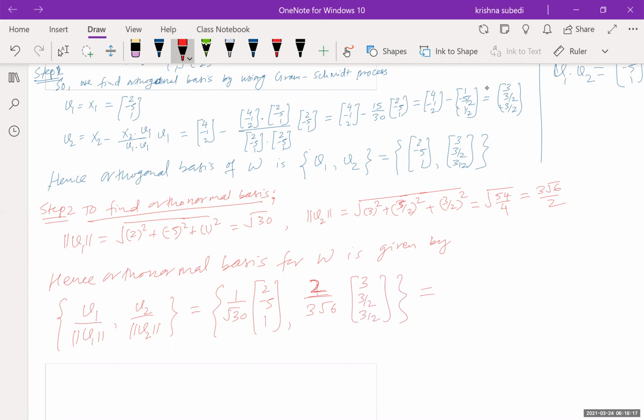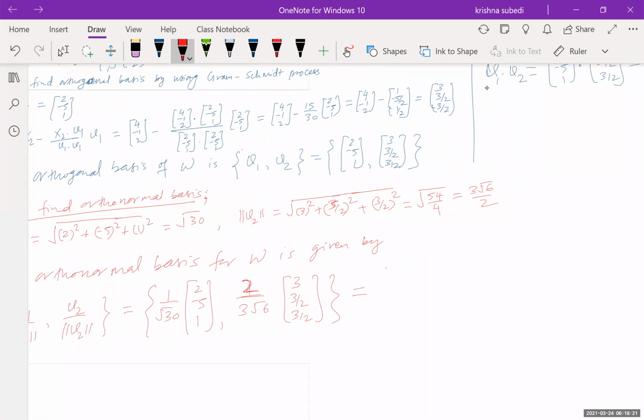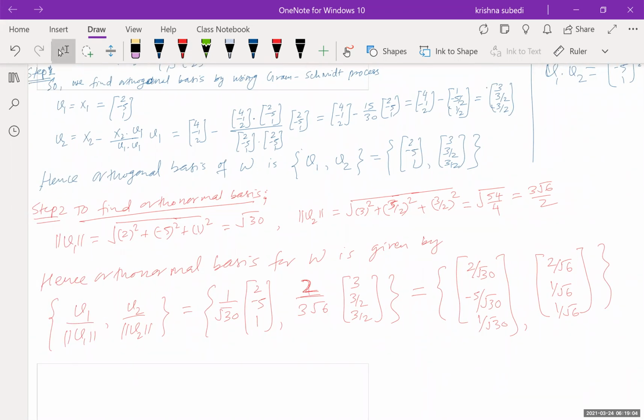That's it. If you want, you can put them together and write it this way. You don't have to, but if you want, the first vector is (2 over square root 30, minus 5 over square root 30, 1 over square root 30). The second vector: the 2 over 3 cancels out, giving 2 over square root 6, then 1 over square root 6, and 1 over square root 6. So this is our orthonormal basis. Any question?